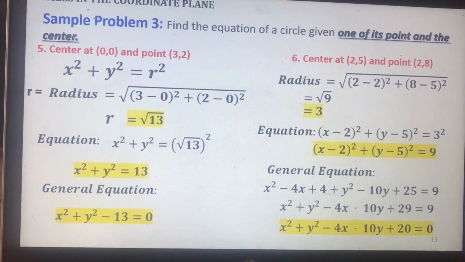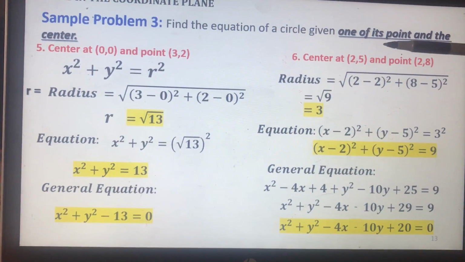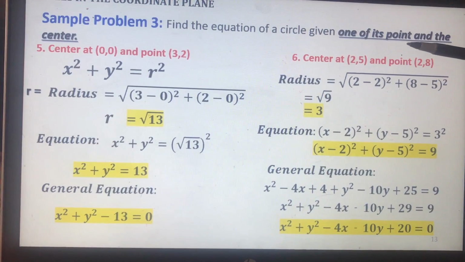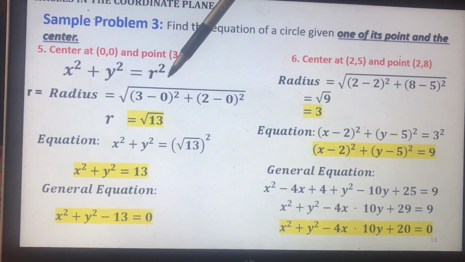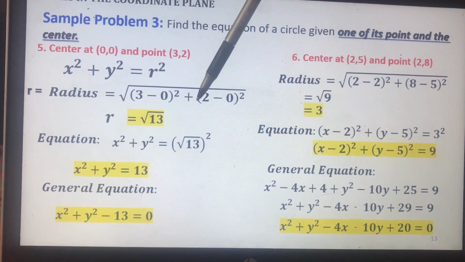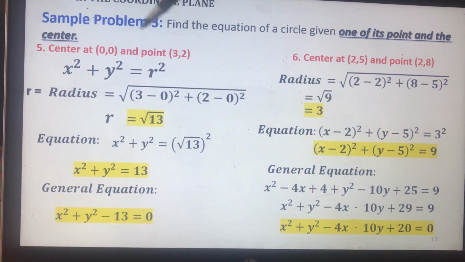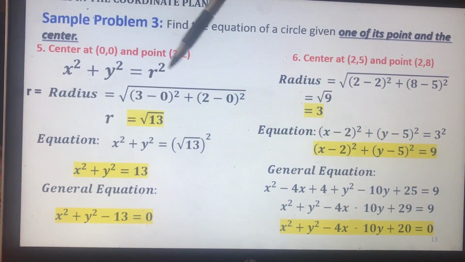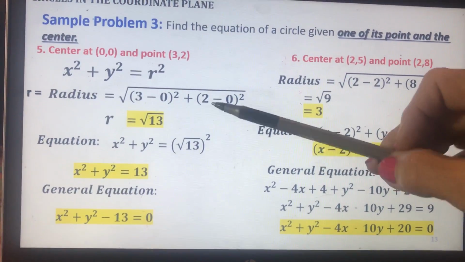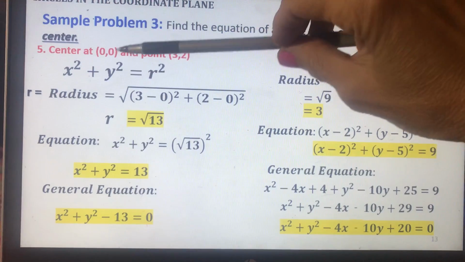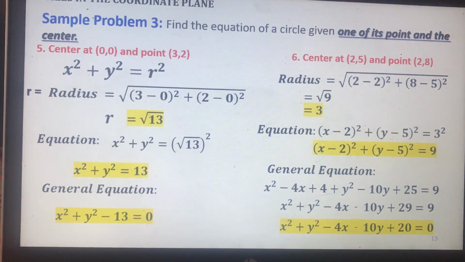So then again here, we have to find the equation given one of its points and the center. What's the first thing we do? The first thing we have to do is find the value for the radius using our distance formula. Difference between the x's, difference between the y's, we square it and we find the square root. Now we plug it into the form of the equation when the center is located at (0, 0).